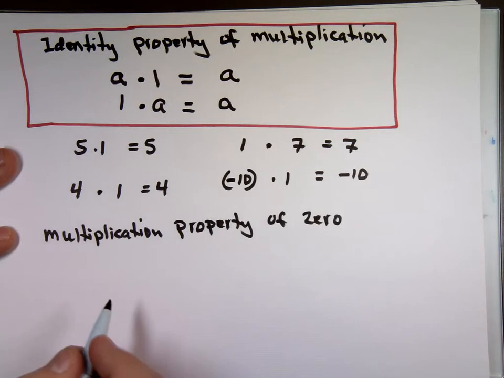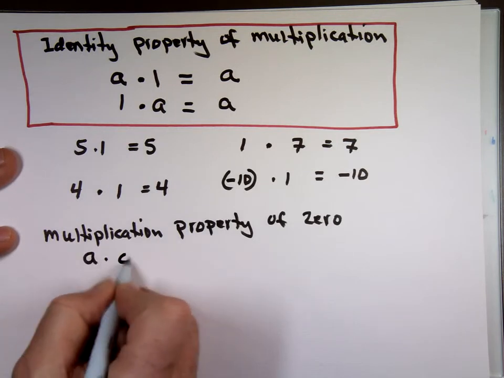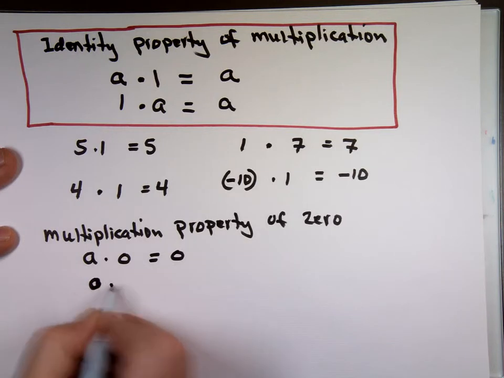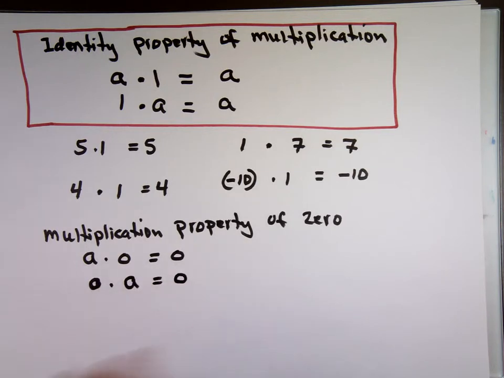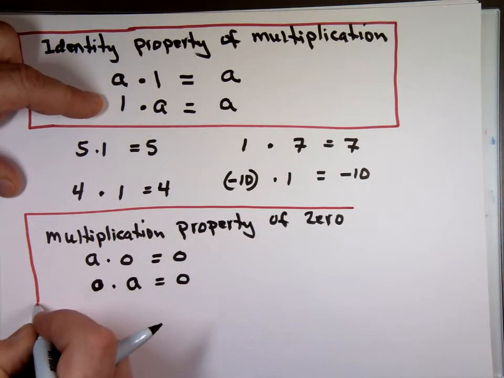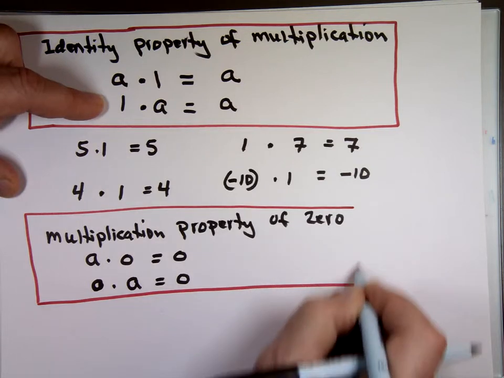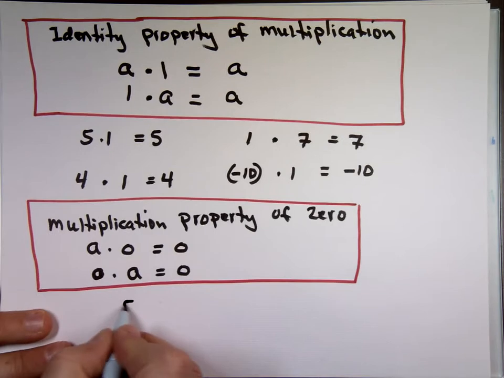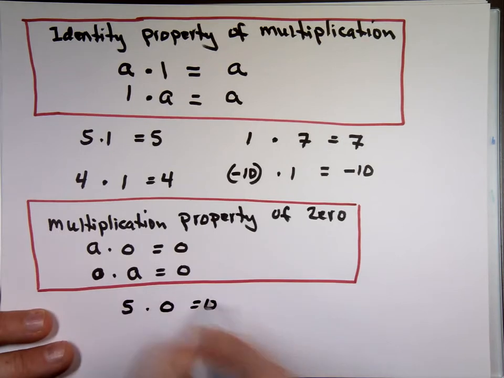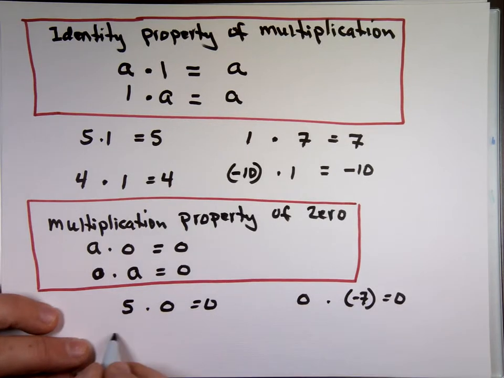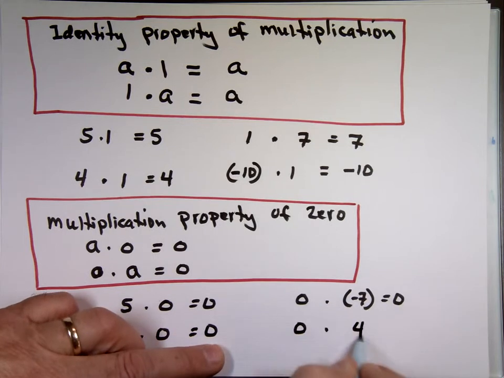Which says any number times 0, the result is what? 0. Or 0 times any number is 0. So if you take a number and you multiply it by 0, the answer is always 0. Five times 0, 0. 0 times a negative 7, 0. 0 times 0, 0. 0 times 4, 0.